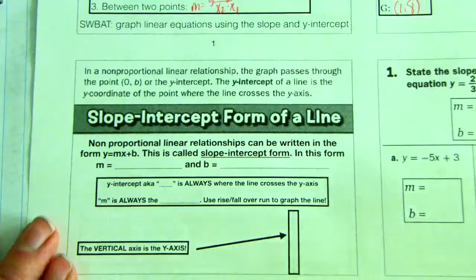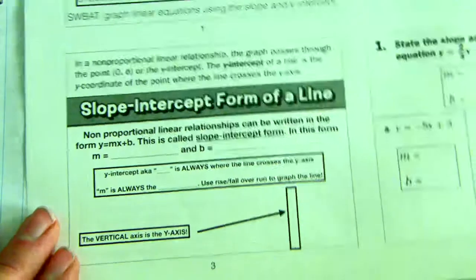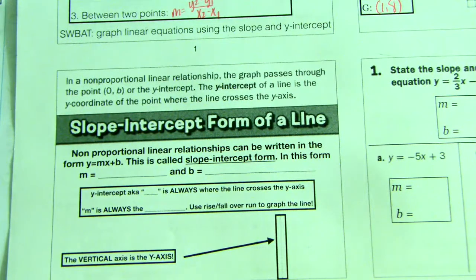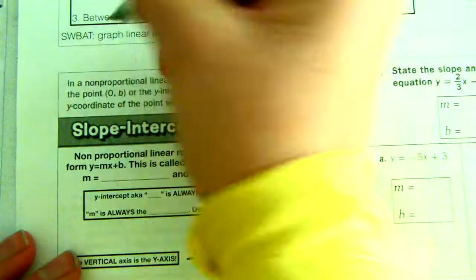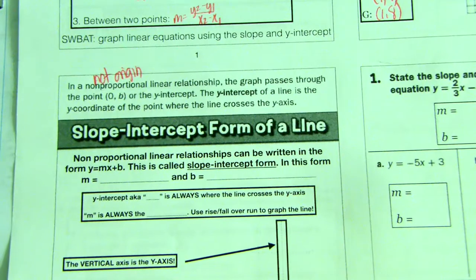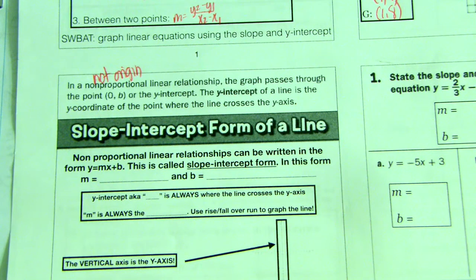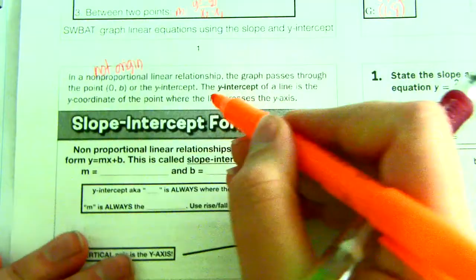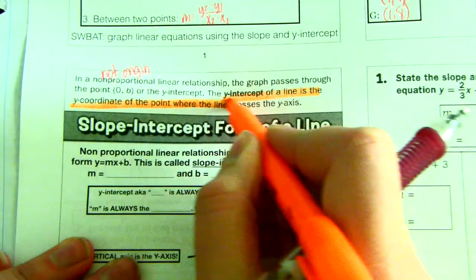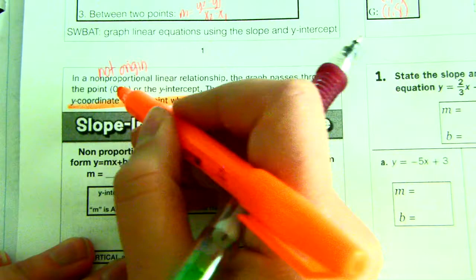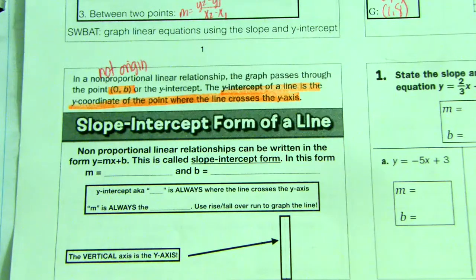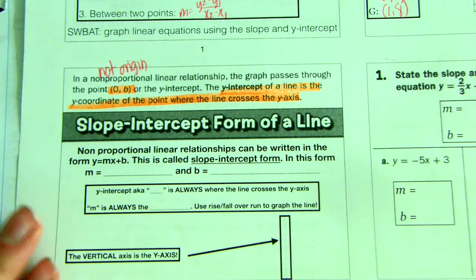We have some vocab words here. It says, in a non-proportional linear relationship, which means it might not go through the origin. So that would be not origin. Linear relationship, so still a line. The graph passes through the point 0, b, or the y-intercept. The y-intercept of a line is the y-coordinate of the point where the line crosses the y-axis. So it's going to look like that. Why they call it b? No idea. So there's our vocab word.